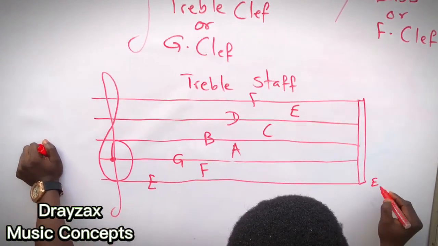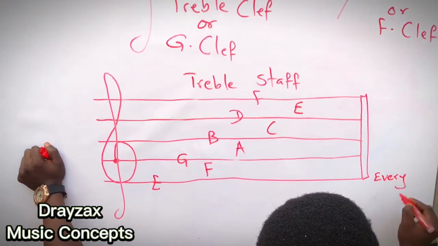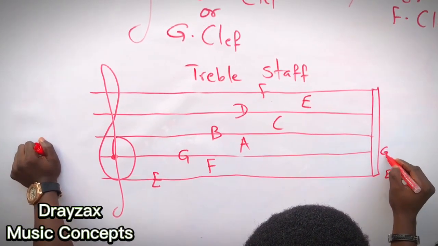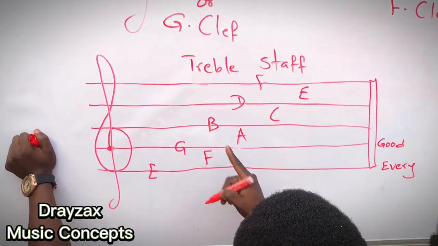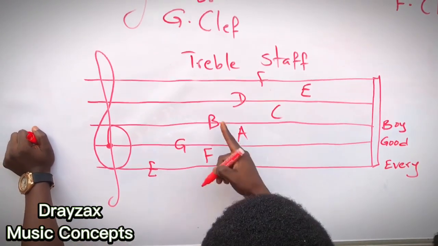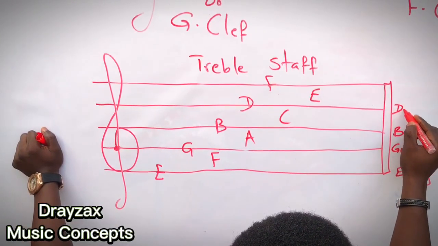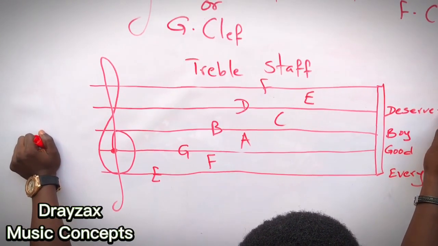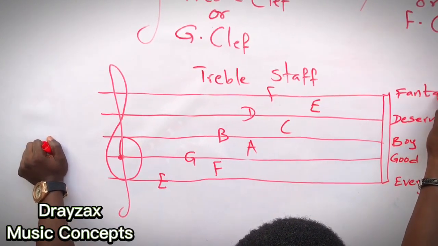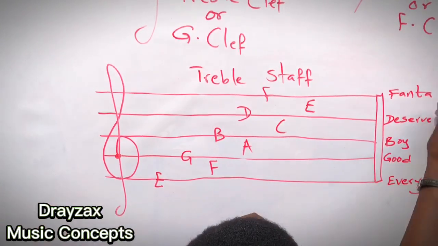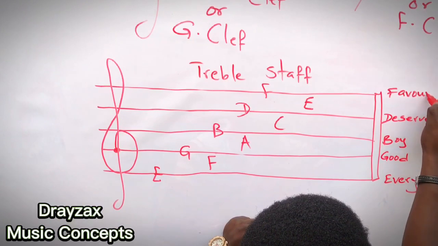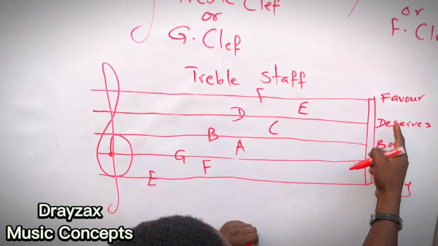E, the first line is E, that is every. Second line is G, good. Third line, B, boy. Fourth line, deserves. And fifth line, F, or let me put favor. Every good boy deserves favor.